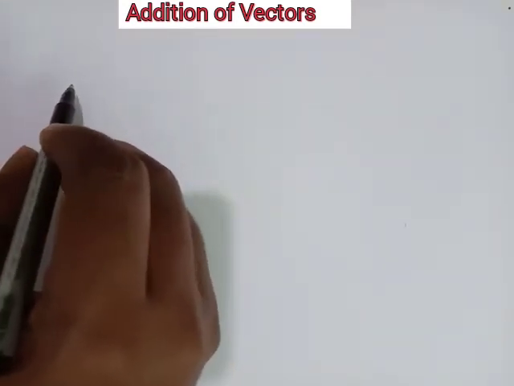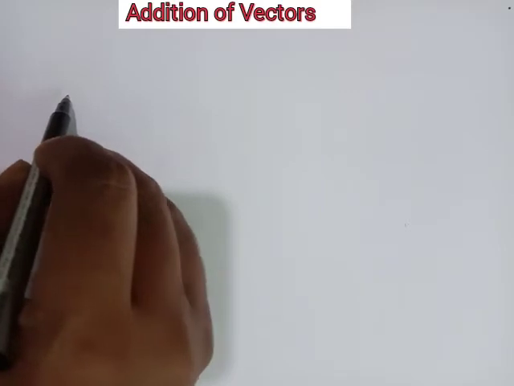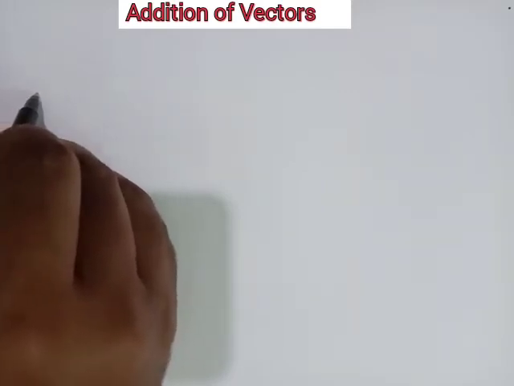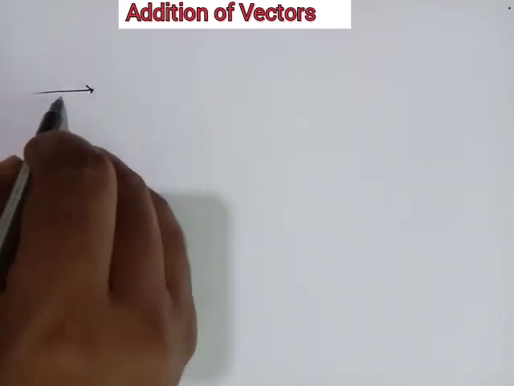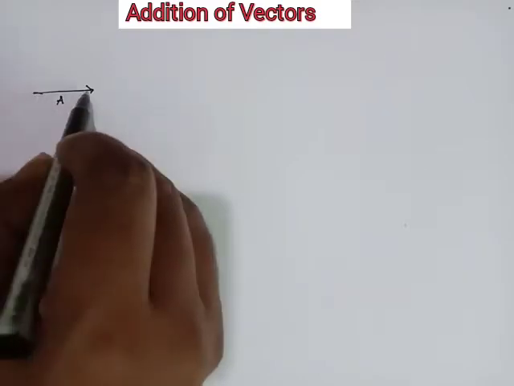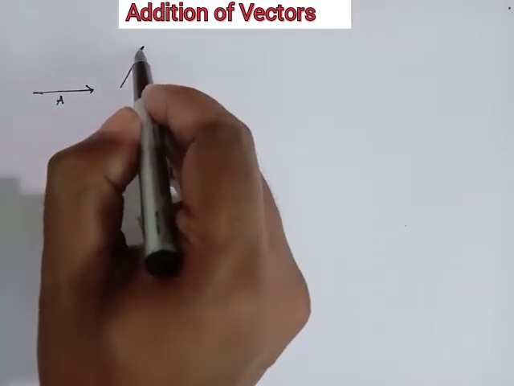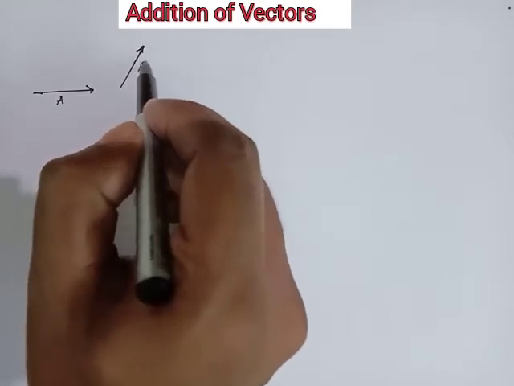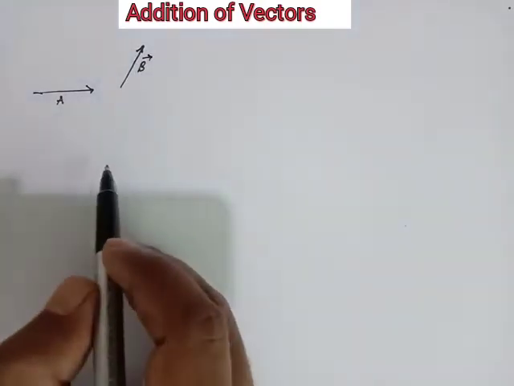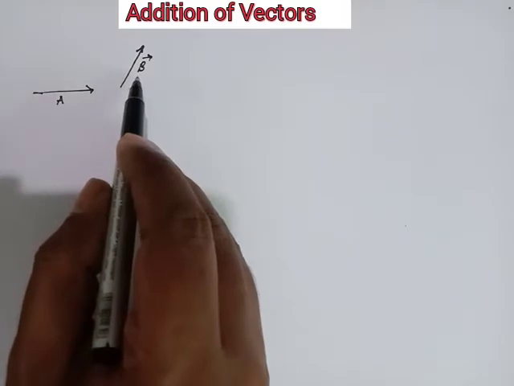Let us take an example. Say for example I have a vector. Say this is a vector, a vector, which is in this direction, and let me say another vector. Say I have another vector, say b over here, b vector, and I have to add a with b.